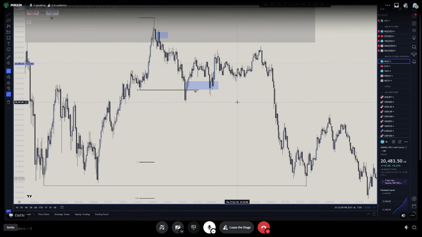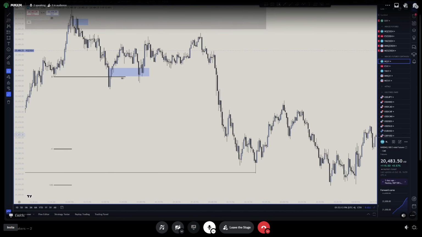Now, where is your second stage of distribution going to get put into place here? You want to wait for more confirmation, right? Me personally, I would probably enter somewhere around here, right inside of this macro time right here.